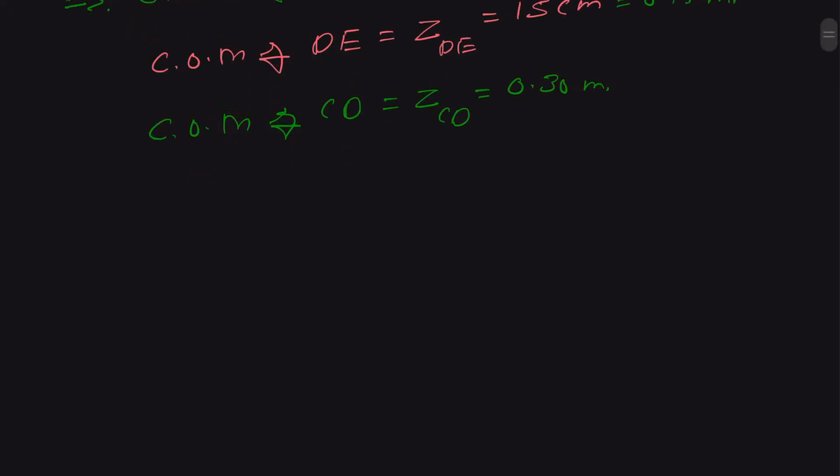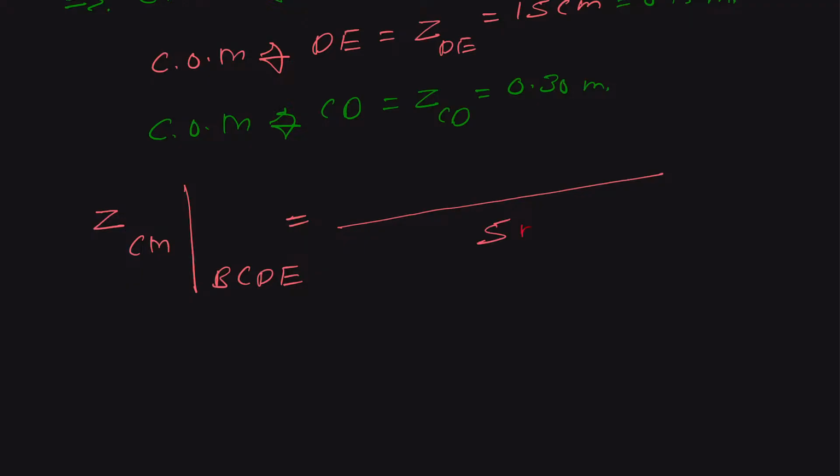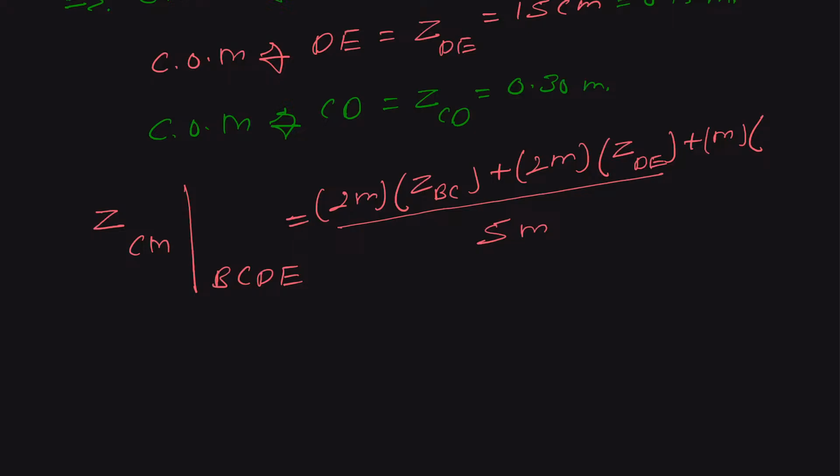Now we can easily calculate the center of mass of this entire frame. The center of mass of the frame, which is BCDE, will be equal to the total mass of the entire frame, which is 5m, and then respectively, twice m multiplied by its ZBC plus twice m multiplied by ZDE plus m multiplied by ZCD.